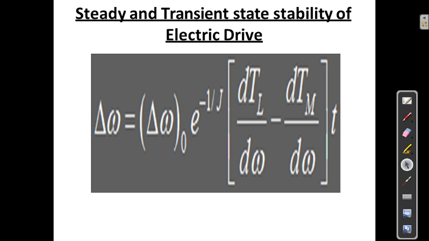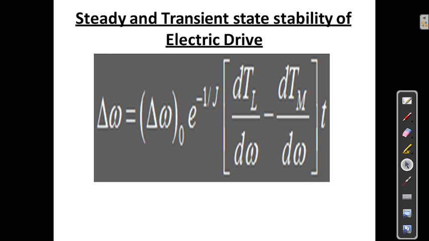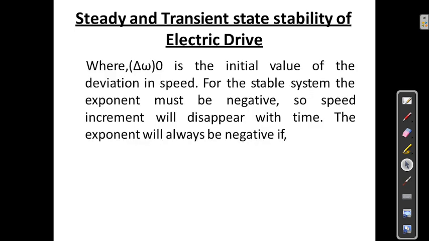Then delta omega equals delta omega 0 e to the power of minus (1 by J)(dTL by d omega minus dTm by d omega) t. That becomes delta omega equals delta omega 0 e to the power of minus (dTL by d omega minus dTm by d omega) t by J, where delta omega 0 is the initial value of the deviation in the speed, because as we said already, delta omega at t equals 0.